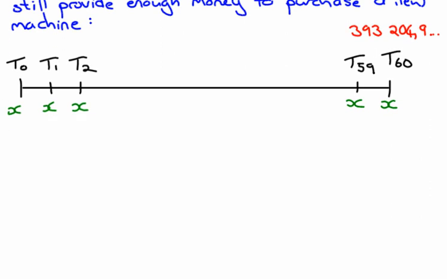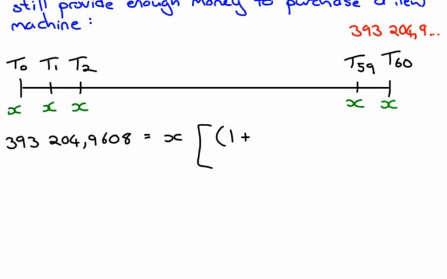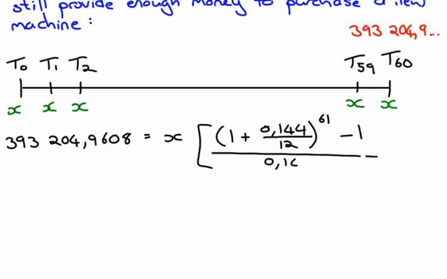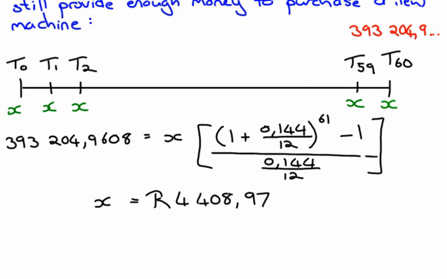Okay, so I've got my 393,204,96, and the 4 decimals, 9608, equals my new X. 1 plus my interest rate. Remember, that's my monthly interest rate, which we were given in that first example. 61 payments divided by 0,14412. Let your calculator do the hard work. What are my new monthly payments going to be? They're going to be 4,408 Rand and 97 cents.